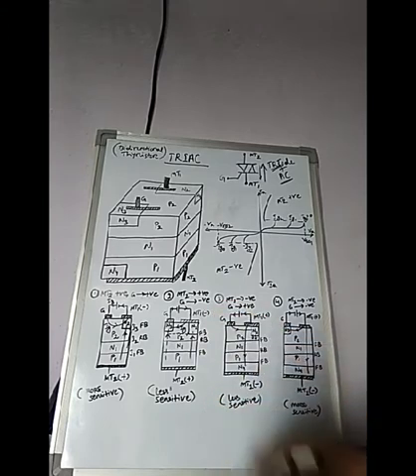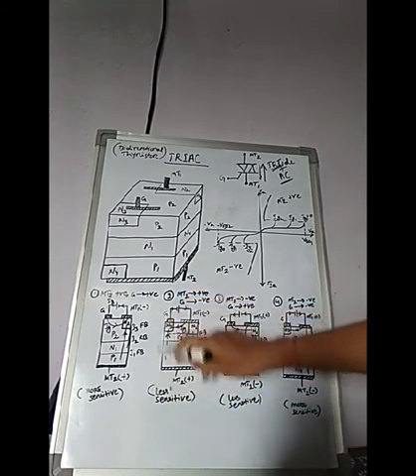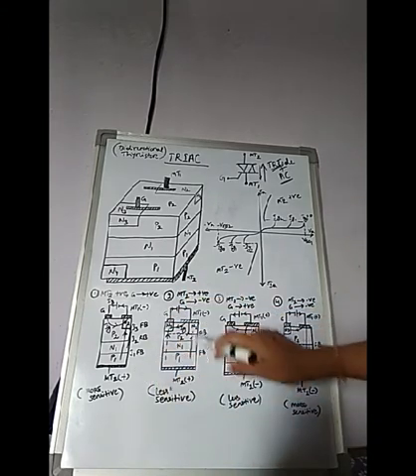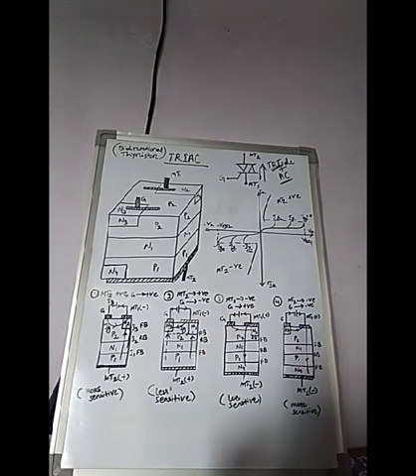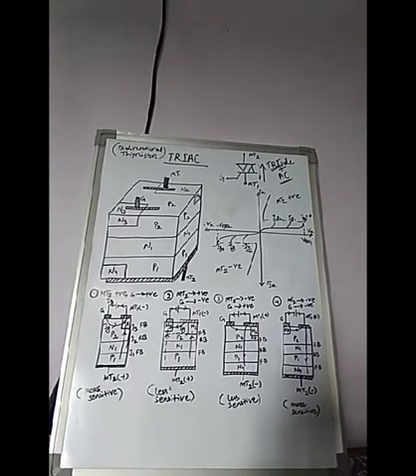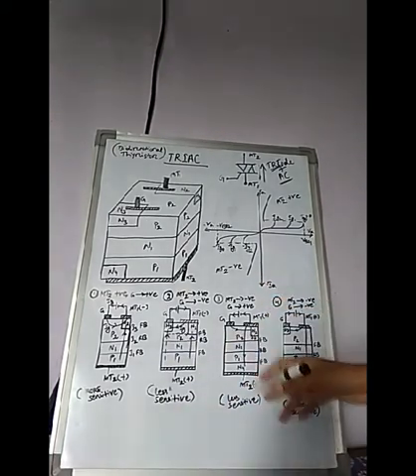Understood clearly? As compared to this mode, the second mode is less sensitive because it requires more gate current to turn on the device, or to turn on the triac. Okay, so then next is mode 3. Now come to the mode 3 operation.